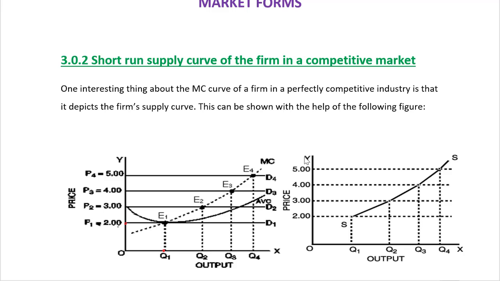Over here, the MC curve is also known as the supply curve. In the short run, we can say that MC equals S, that is supply, and this curve, that is AVC, depicts the average variable cost. Just read the text now. One interesting thing about the MC curve of the firm in a perfectly competitive industry is that it depicts the firm's supply curve. That means MC equals S, that is the supply curve.